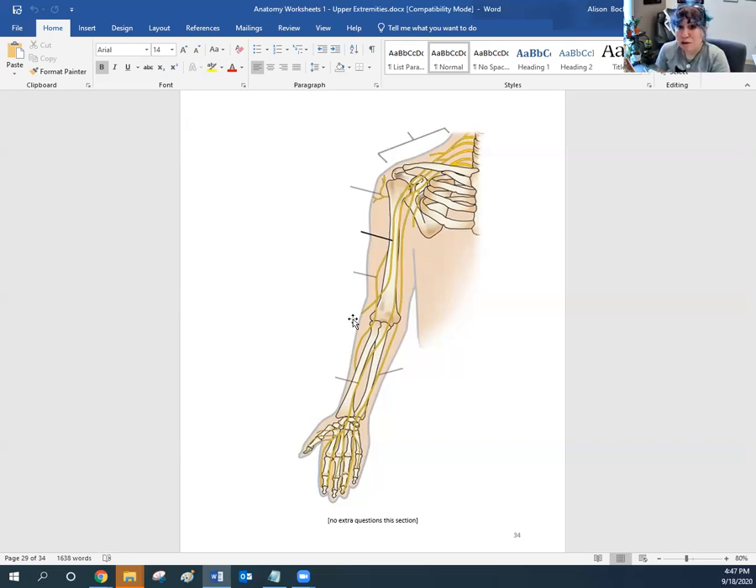With that said, I'm going to go ahead and call it a day, and we have now made it through all of the upper extremities. So I will see you next time to talk about lower extremities, the legs.